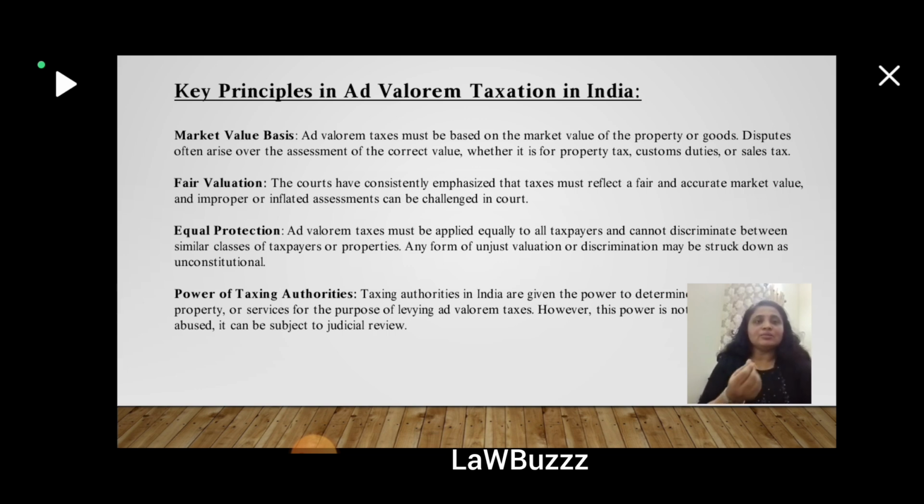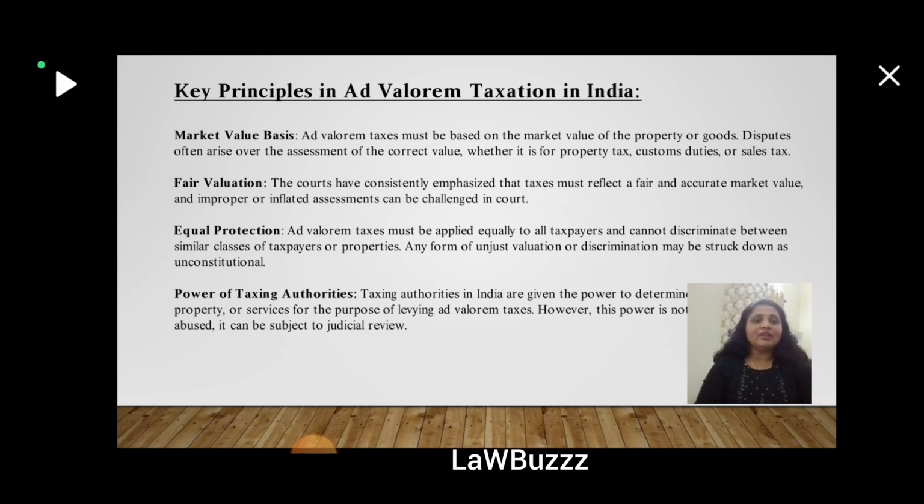So let's see what is market value basis. Ad valorem tax must be based on the market value of the property or goods. Disputes often arise over the assessment of the correct value, whether it is a property tax, customs duty, or sales tax. So according to the market value of the product or any sort of things, the tax has to be defined, collected or paid.